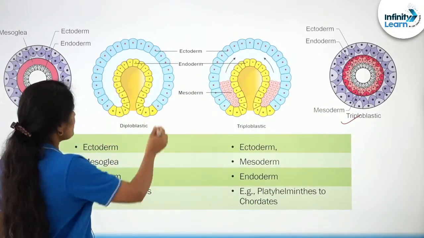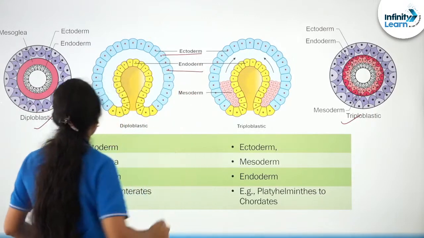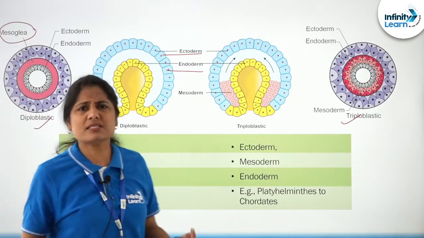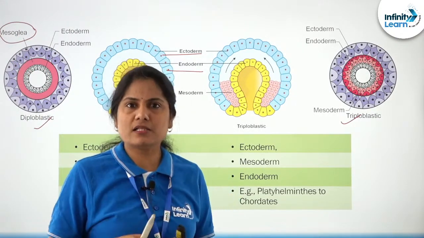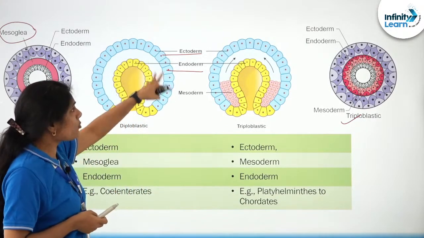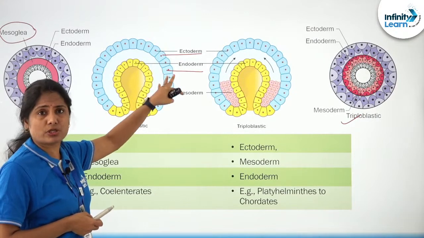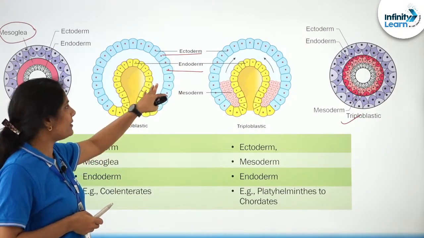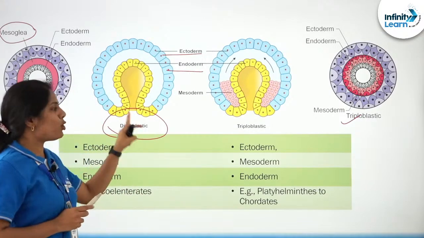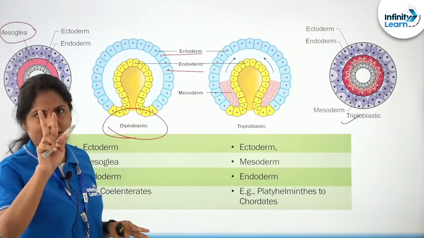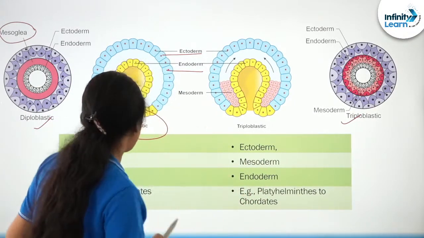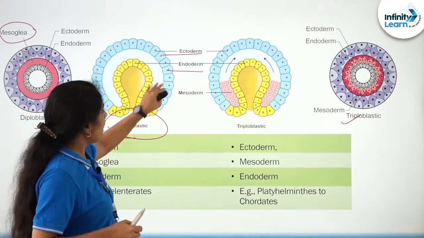Look at the structure. There's only ectoderm and endoderm. In your NCERT, there's mesoglea that is added. Glia is nothing but glue, right in the middle, so mesoglea, as simple as that. So there are only two layers, the outer ectoderm and the inner endoderm. So what are we referring to? These organisms, diploblastic organisms, di means two. The embryonic germ layers that we have are only two, ectoderm and endoderm.